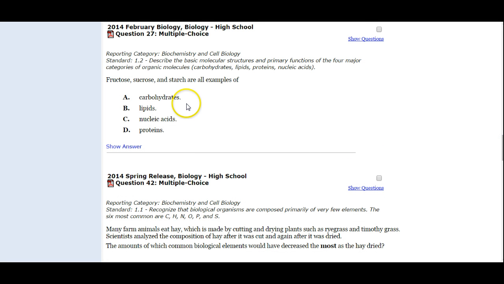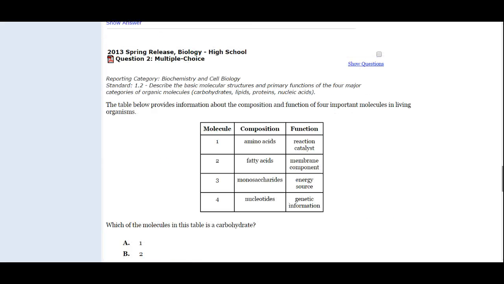Here's a great one. Fructose, sucrose, and starch are all examples of what? If you said proteins, you're wrong. So what is it? Carbohydrates, of course. Sugars, okay? Starch. Because ose is a big clue. When things end with ose, they're sugars. And we know starch, like potatoes, carbohydrates. Okay, so those are some typical chemistry of life questions.